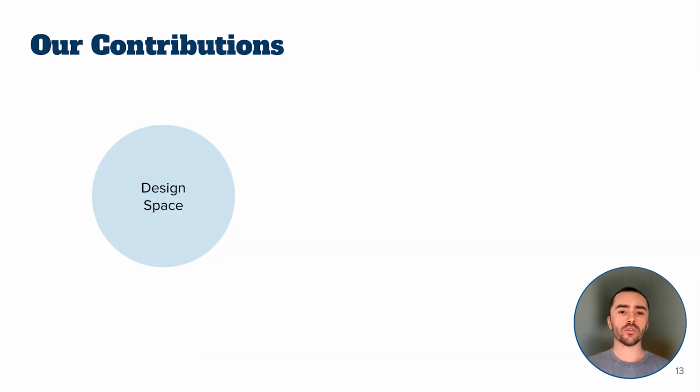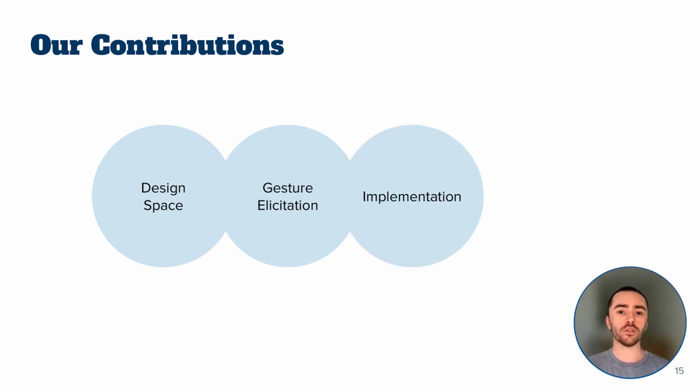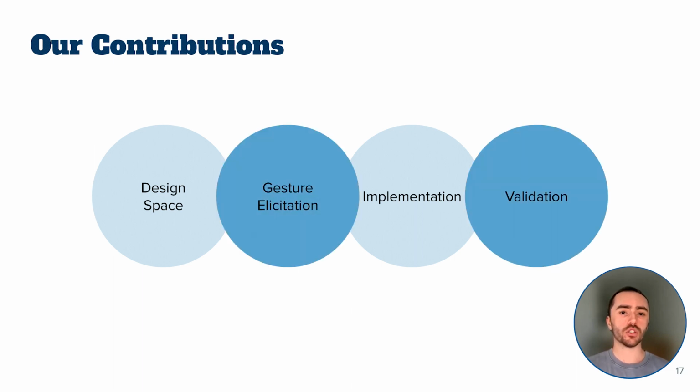In this work, we create a design space of interactive layout optimization for augmented reality environments. We conduct a user elicitation study exploring which gestures users would perform to conduct such interactive optimizations. We design and implement an interactive prototype demonstrating our approach. And finally, we validate our approach through a controlled summative study. Given the limited amount of time, I will present the summary of gesture elicitation and summative studies.